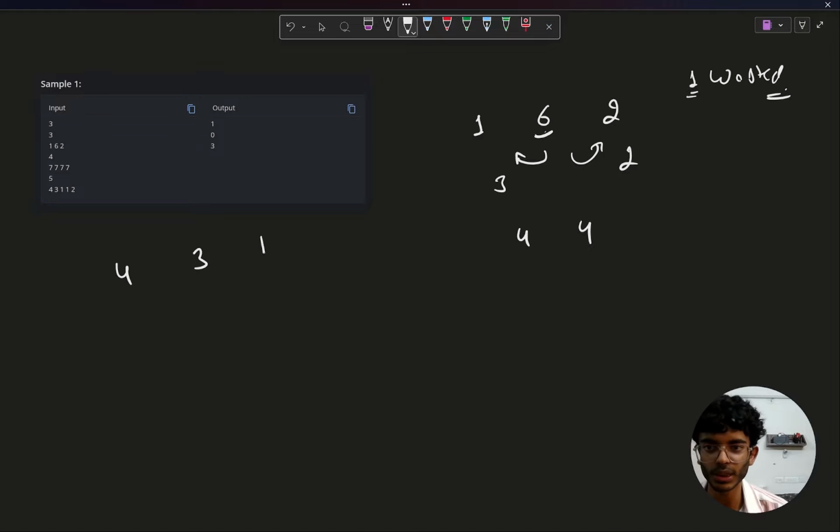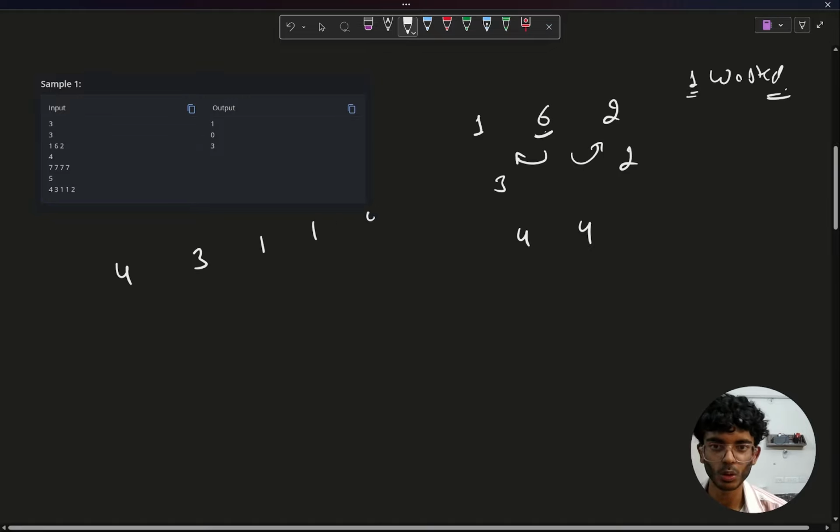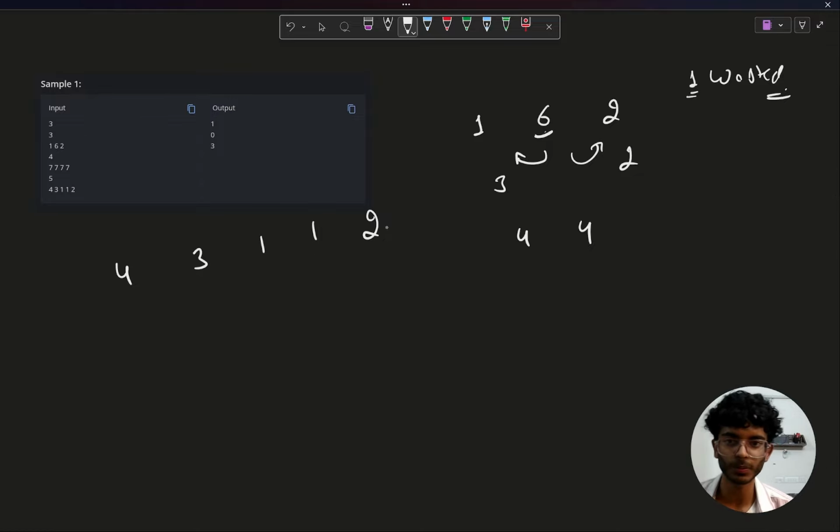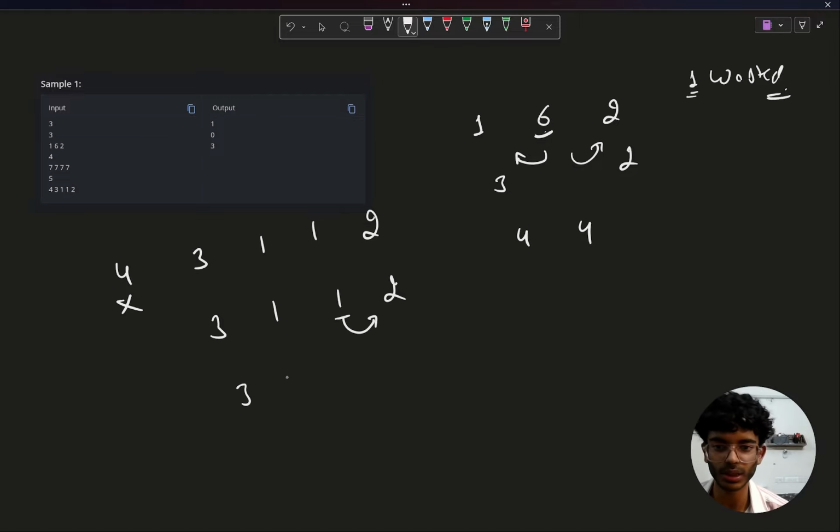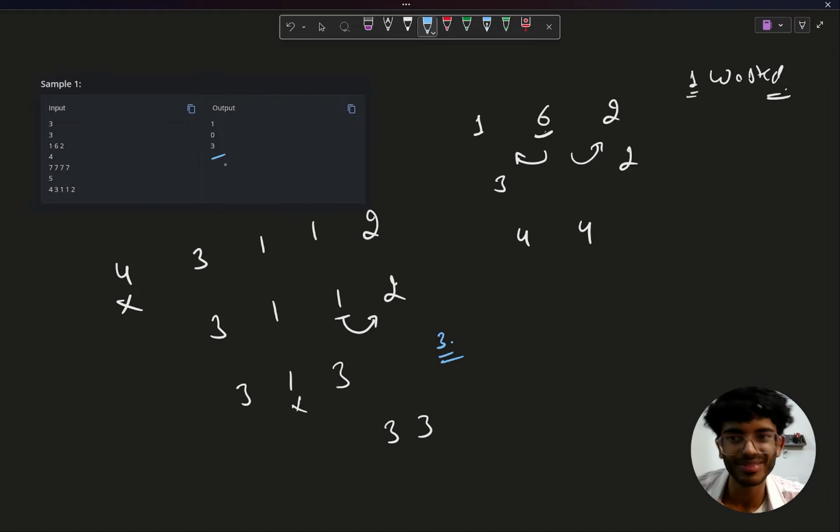In the third input, we have 4, 3, 1, 1, and 2. What we could do is try to make the total juice in each glass 4, or we can try to make it 3. So we remove the first glass and not do anything. We have 3, 1, 1, 2. We can remove this glass and send its juice to here. So 3, 1, 3. And we can remove this glass and not distribute the juice to anything. So we'll have 3, 3. We did a total of 3 operations, which is the answer. You can find that it is the most optimal way to do it as well.